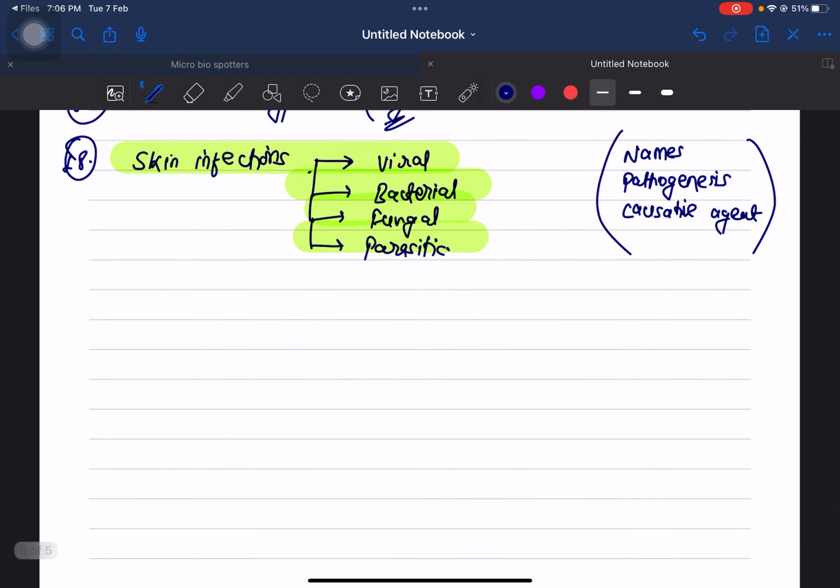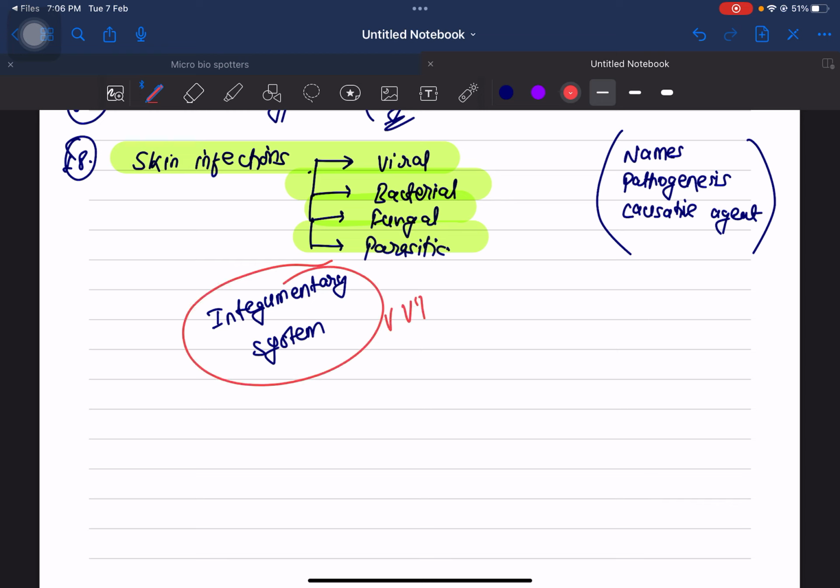Read it as a whole. These are important topics. The integumentary system is a very important topic as a whole, because many things can be asked from here. Bacillus anthracis, Mycobacterium leprae, atypical mycobacteria, the names of some of the atypical mycobacteria. Similarly, about gas gangrene, superficial mycosis, dermatophytosis, subcutaneous mycosis. Lab diagnosis is very important. About the viral infections and parasites.